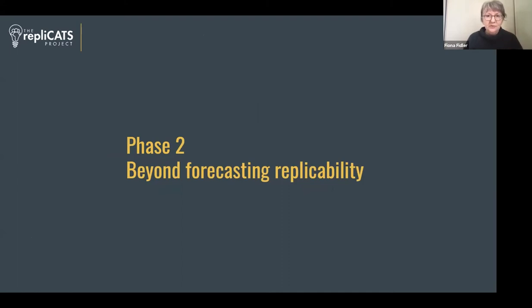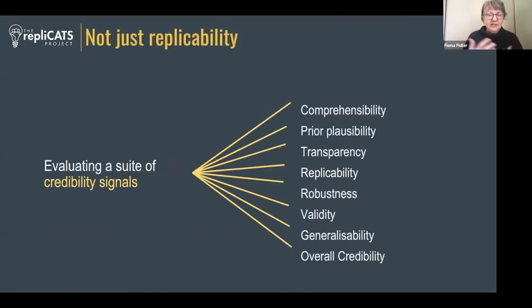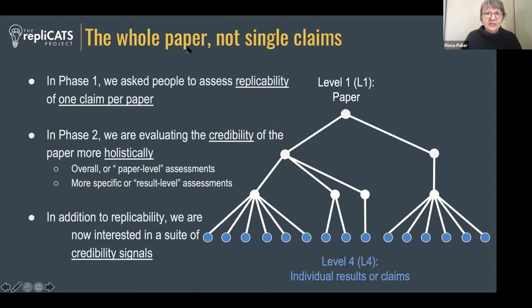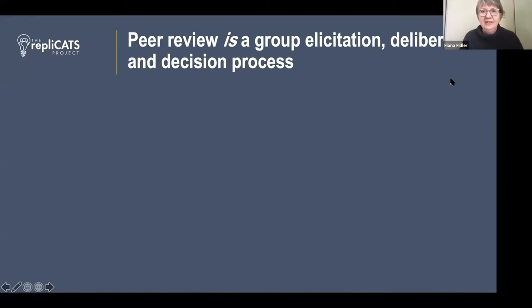We're now in phase two of the SCORE program, where we're moving beyond forecasting replicability and looking at other credibility dimensions. In this phase, we're evaluating a suite of credibility signals, including transparency, robustness, validity, generalizability, and gathering overall credibility ratings from participants about the paper as a whole. There's another difference in what we're doing in phase two as well. First of all, we're not just assessing replicability, we're looking at this suite of credibility signals, and we're also looking at an entire research paper more holistically, rather than just having people assess the replicability of a single claim. So there's a suite of signals, and we're also looking at the whole network of claims within a paper. So it's a far more challenging exercise.